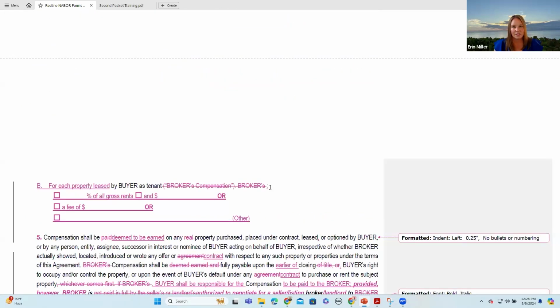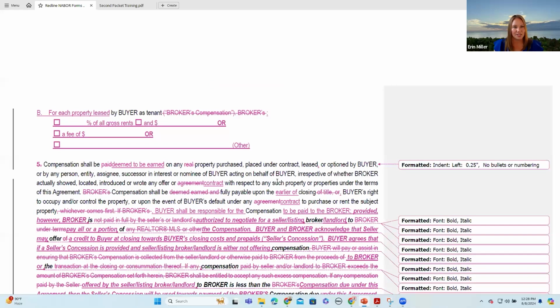Or in the event that there's a lease and you want to negotiate compensation, in the event your customer enters into a lease instead of a purchase agreement, you've got paragraph B, for each property leased by the buyer as tenant. You've got a checkbox for the percentage of the gross rent and, for example, a transaction fee or a fee of blank dollars or some other compensation. Again, this is for a property that is leased.